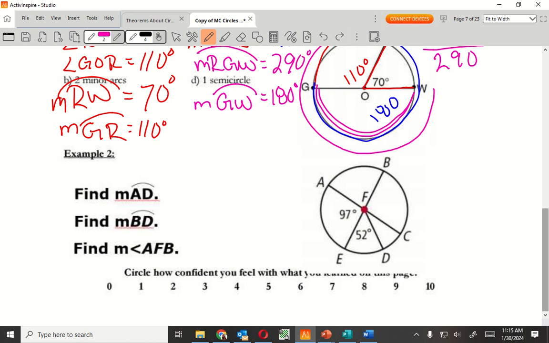All right. Do the problem. Yes. Example two. Do those. You got this. Come on. You can do it.